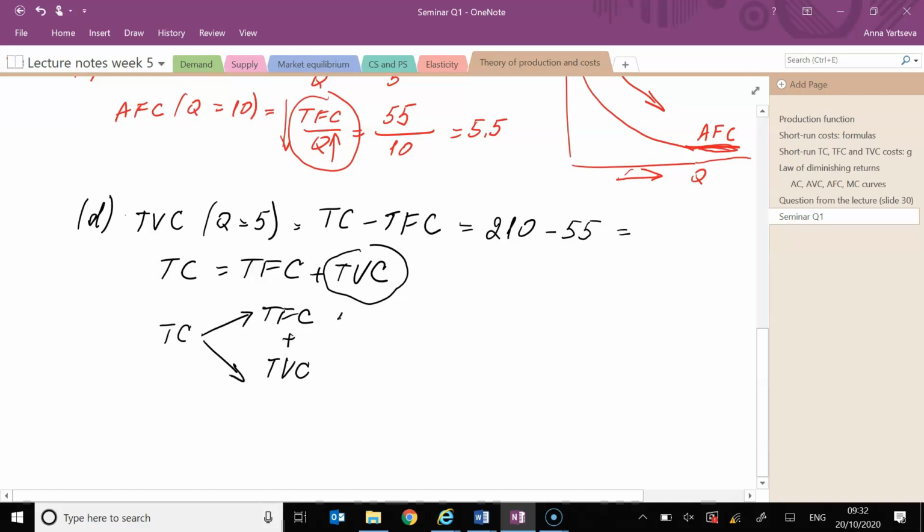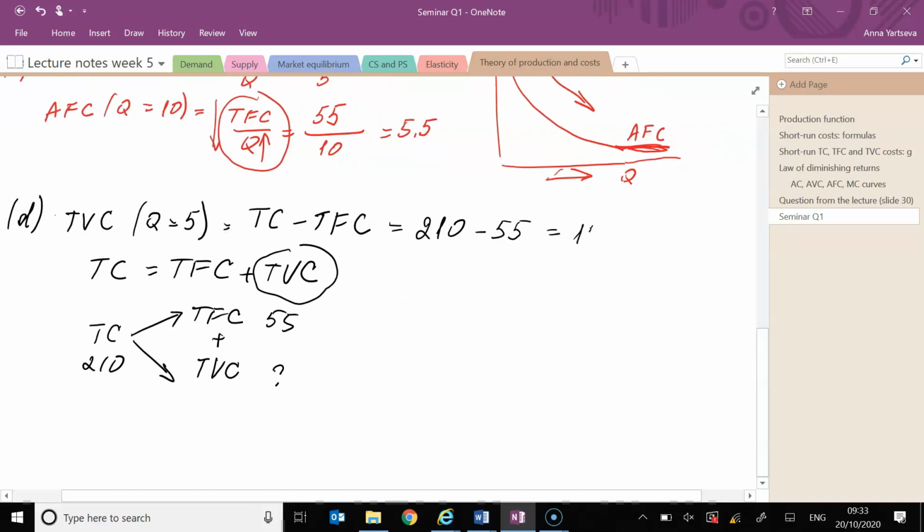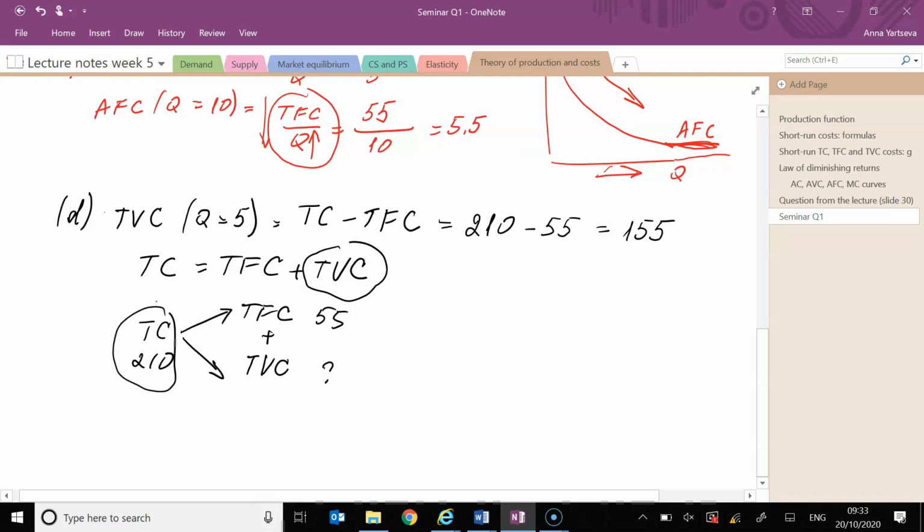And we know that total fixed cost is 55 pounds. The question is, what is total variable? It's whatever is left. It's 210 minus 55, which is 155 pounds. Right? If total is 210, total fixed is 55, then whatever is left, 155, is our total variable cost for this particular production level. Total variable cost will vary with the amount of output.